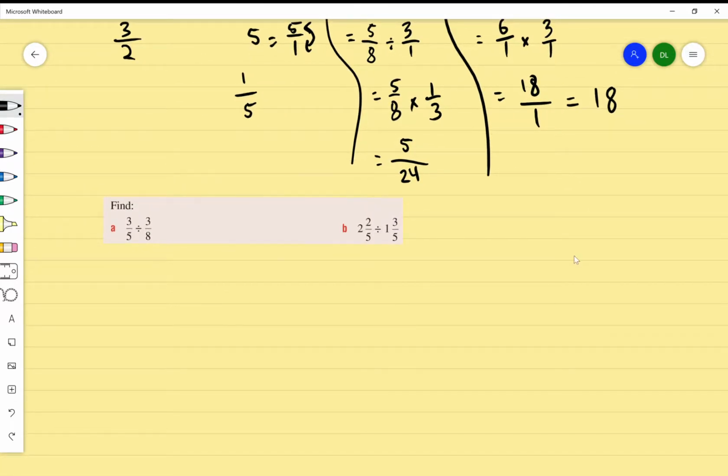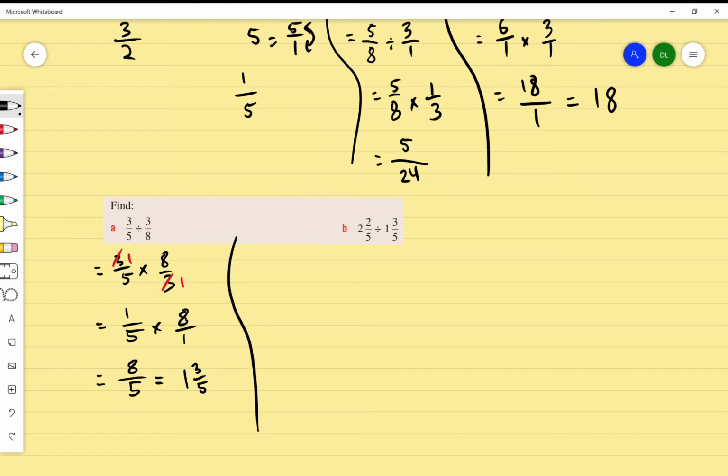So 3 over 5, I find the reciprocal, or the flipped over inverted version of the second one, so 8 over 3, and I multiply them. I know I can cancel them out because there's 3 on both of them, so that becomes 1. Divide both of them by 3. And I end up with 1 over 5 times by 8 over 1. And that gives me 8 over 5. Now, once again, that is an improper fraction, so we turn it into a mixed number by saying how many times does 5 go into 8? Well, once, so it's 1 and 3 over 5.